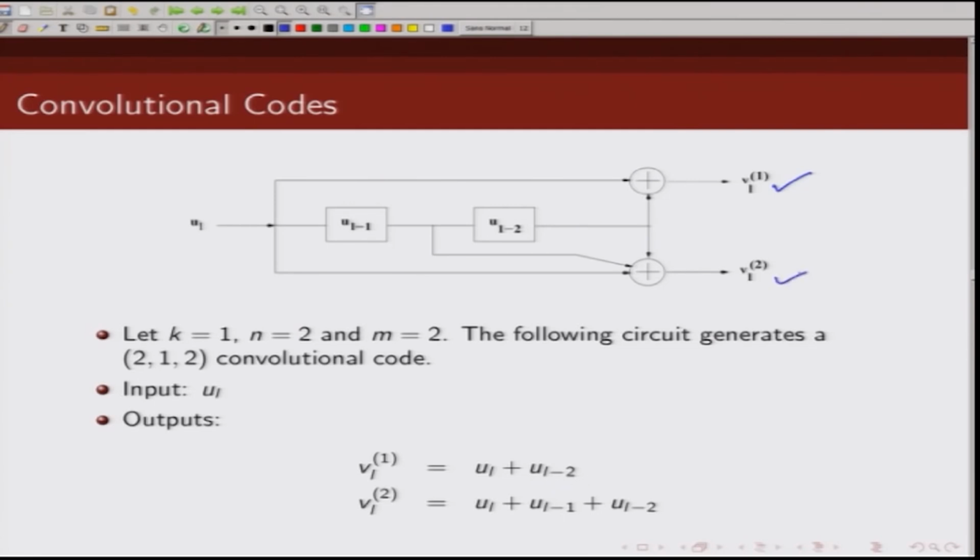And similarly, this one depends on current input, past input, one past input, and this u l minus 2. So, this is basically how. You can see the difference here: the output not only depends on current input, but it also depends on past inputs. Similarly, in a convolutional code the output depends on past inputs and outputs. So, that is one of the major differences between convolutional codes and block codes.